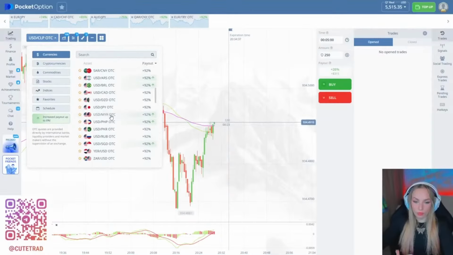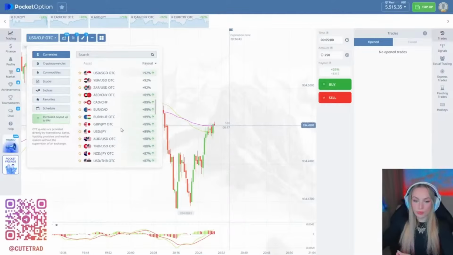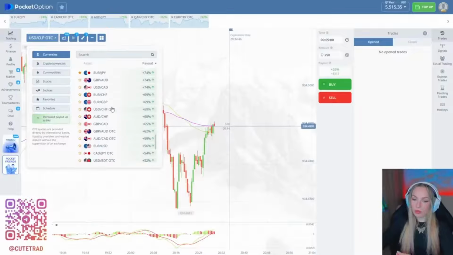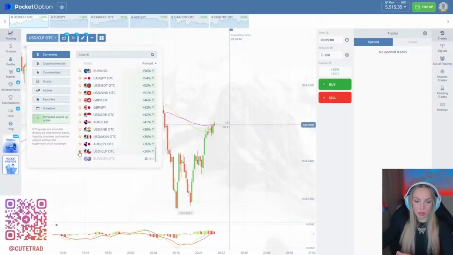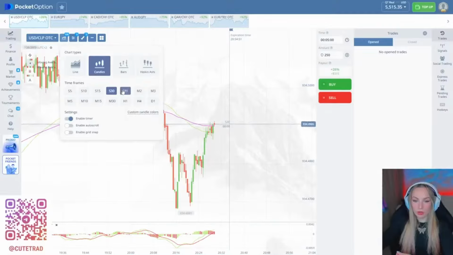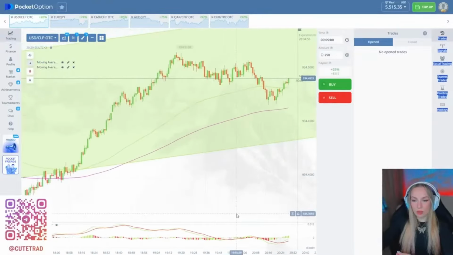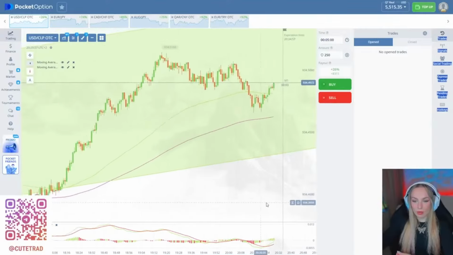So MACD moving averages are in the overbought zone. So I think that's a green flag for us, and we can open the trade here in the downward direction. Like, you know, it's going down. I think it will go down.